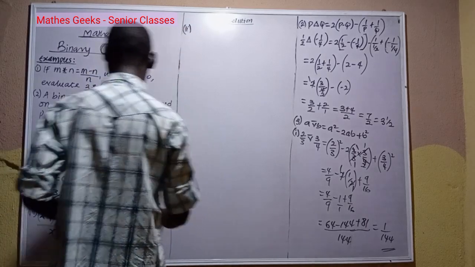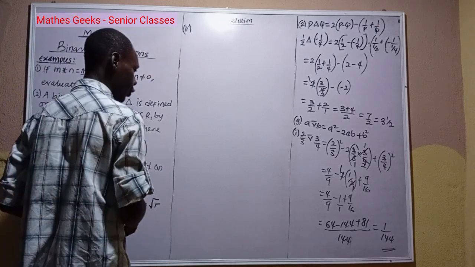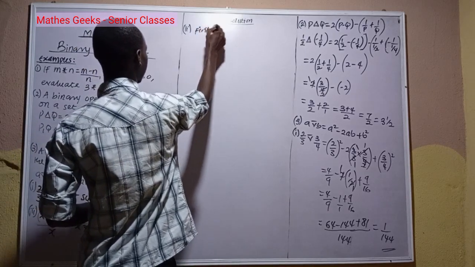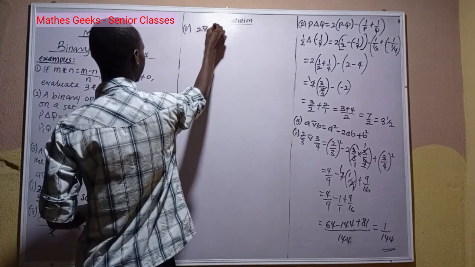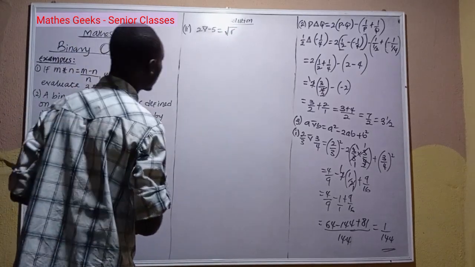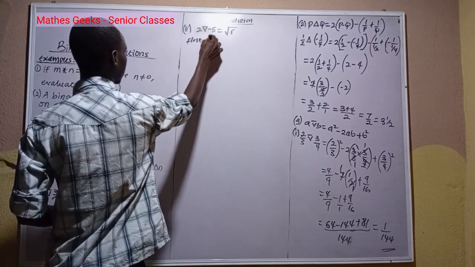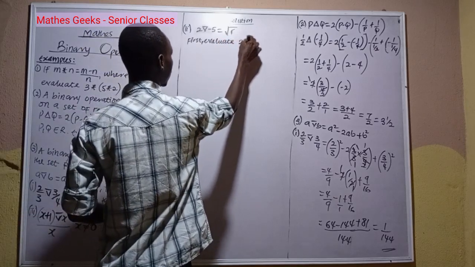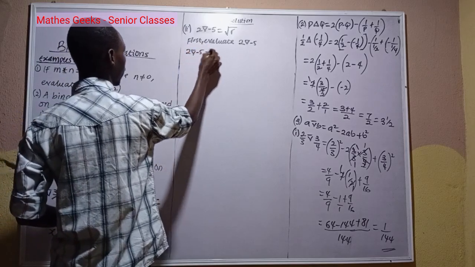So it says find r such that 2 operation minus 5 is equal to root r. So the first thing is to look for this part. Let's write the equation: 2 operation minus 5 is equal to root r. Our first step is to evaluate 2 operation minus 5. So first evaluate 2 operation minus 5.